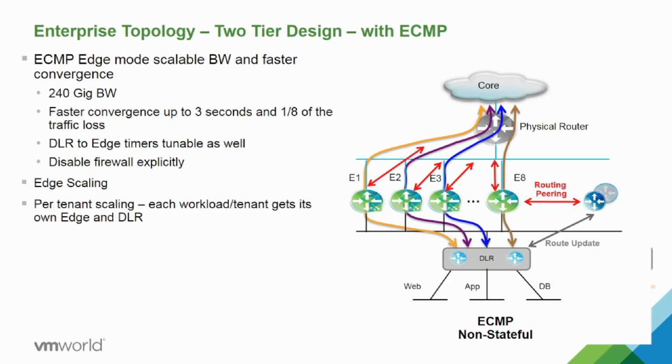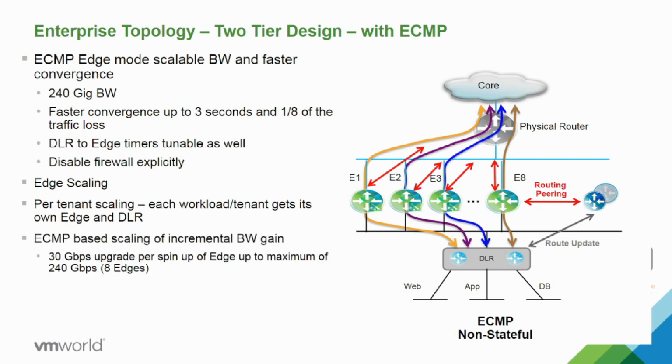The next question is, what if I need more scaling beyond 8 ECMP edges? You can do that too, right? How do you do that? So the ECMP design, of course, scales with the incremental bandwidth gain. So you don't have to deploy all 8. You can incrementally deploy 2, 3, 4, 5, 6, 7, 8.